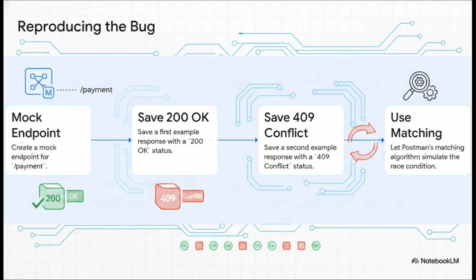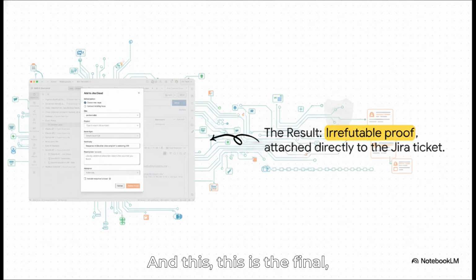And this is the final, beautiful step that closes the whole loop. Once you've captured this behavior, you don't just describe it in a ticket. You generate a Jira issue directly from Postman, and it automatically includes the request, the exact response, and a link to the collection. You've just handed the development team irrefutable, executable proof of the bug.